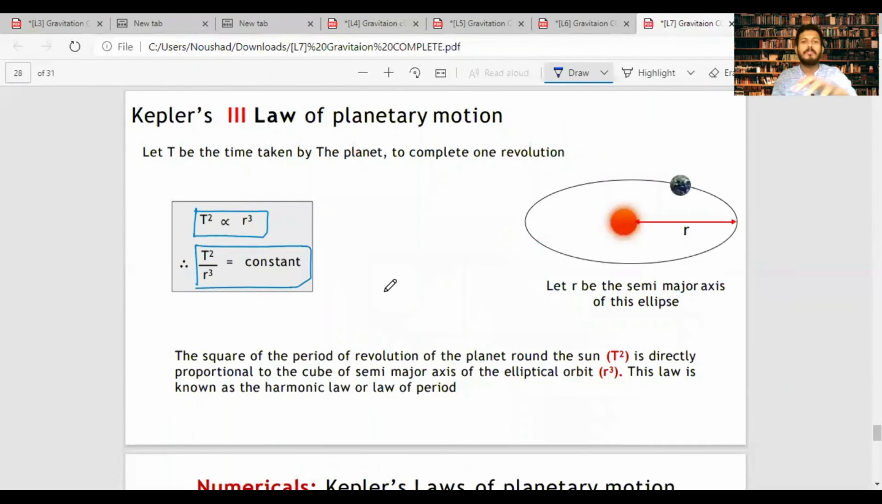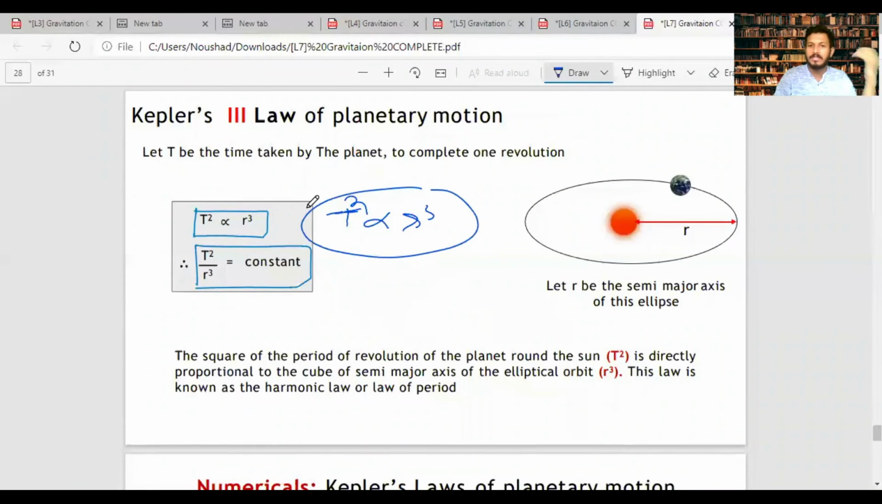Third one, the law of planetary motion: time period square is directly proportional to r cube. Ratio-type questions come from this part. What is time period? The time taken for one revolution. What is the radius? This is the radius r, the radius of the ellipse. Then T square is proportional to r cube, or T square by r cube is a constant. It's very clear. That is the law of planetary motion.